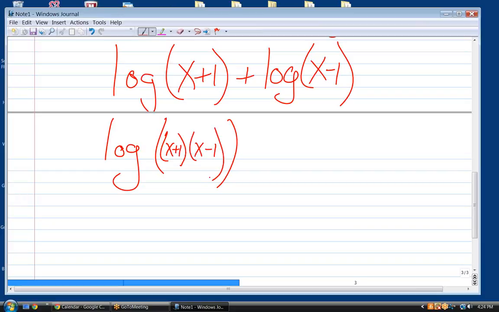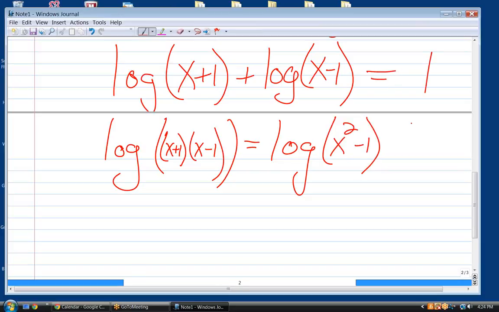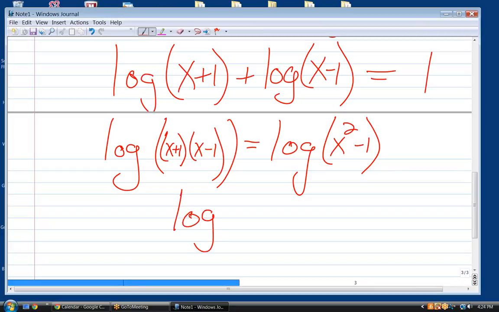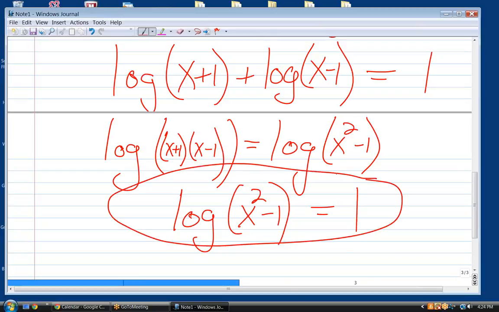See that step? Okay. If I do multiply those together, I get this. So, let me think for a moment here. Let's see, if I wanted to turn this into an equation, let me do that. Which now means I can say the log of x squared minus 1 equals 1. Now where do I go from here? How do I solve that?